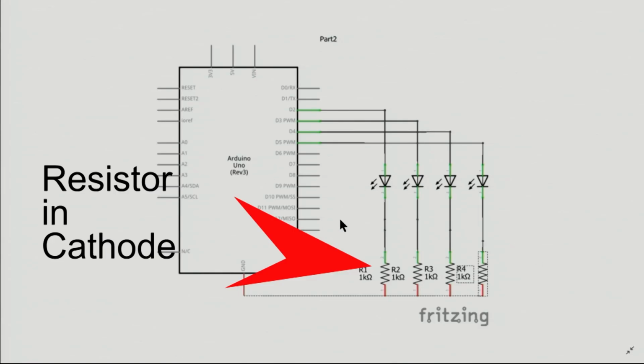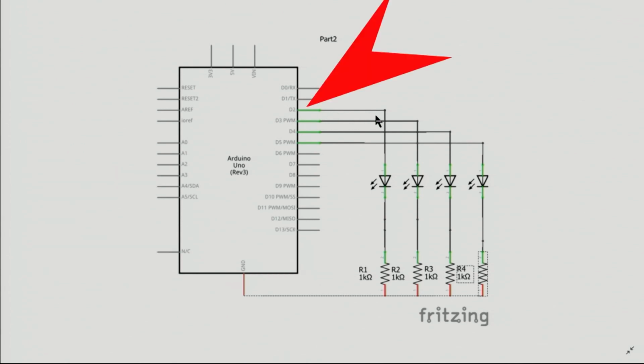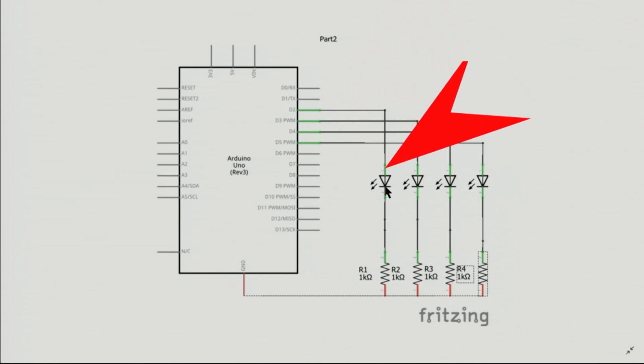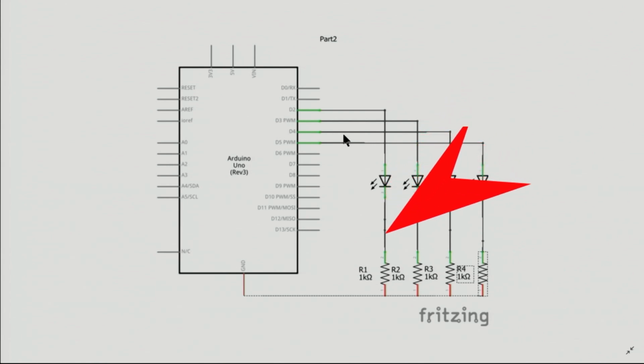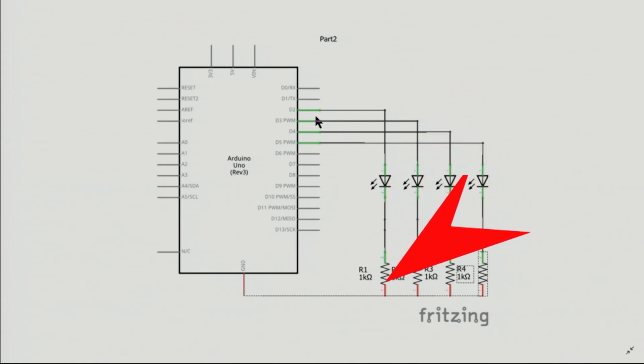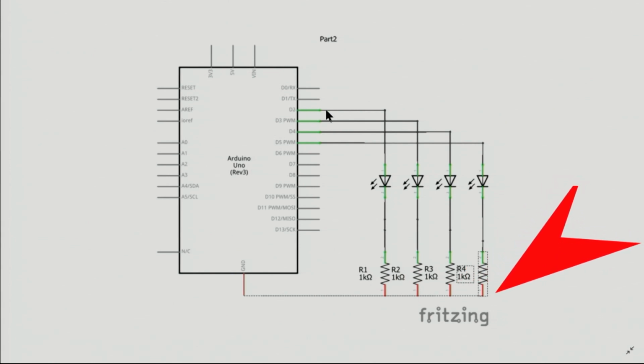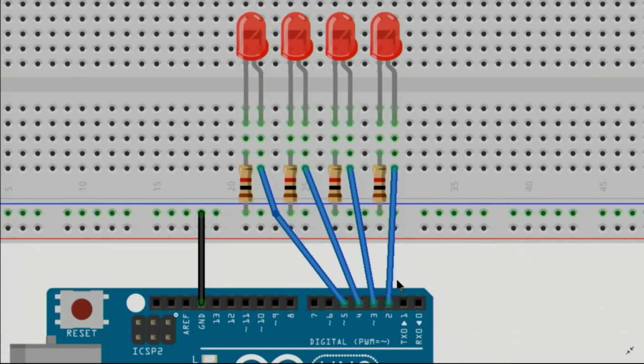And here is the schematic diagram in case you want to know. The pins have been shown. From pin 2 it's connected to the anode, and it goes to the cathode through this resistor. All of these resistors are connected to this line, which is connected to the ground.